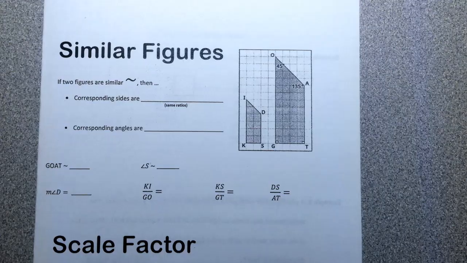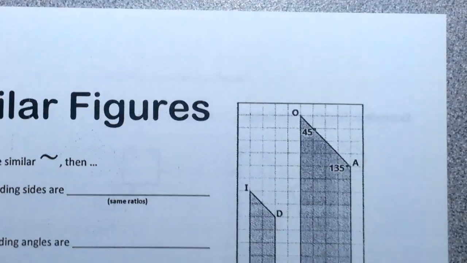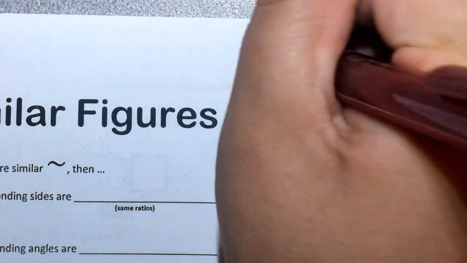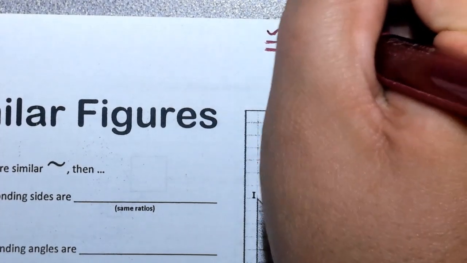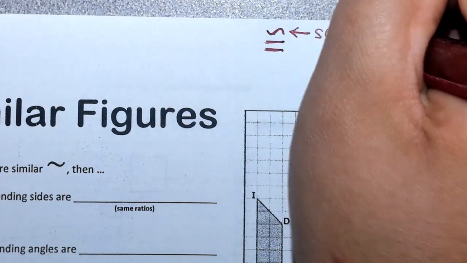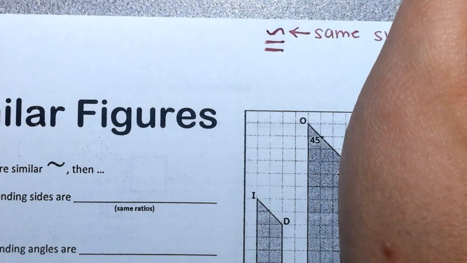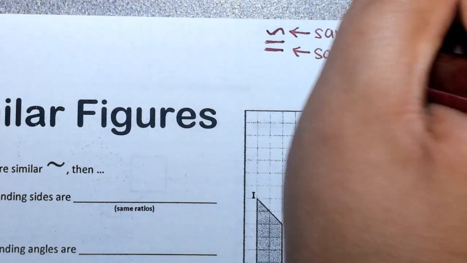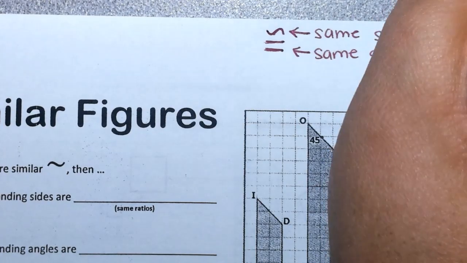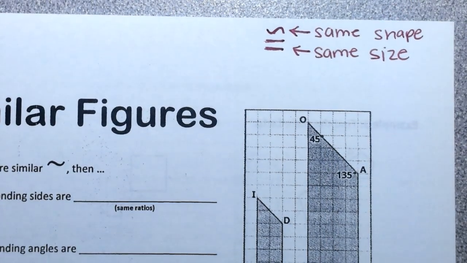What is the symbol that we've been doing for congruent this year? The equal sign with the squiggly, or it is called a tilde. So that squiggly part means same shape. The equal part means same size, which is what congruent is. Do y'all agree with that?